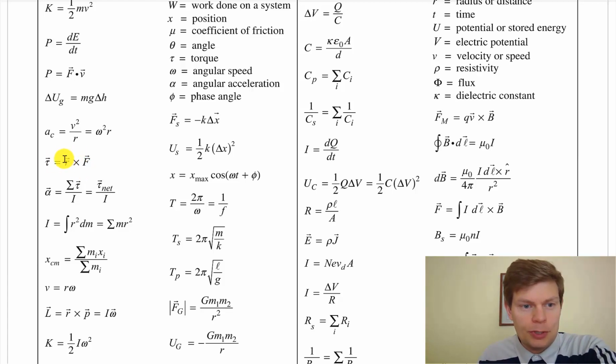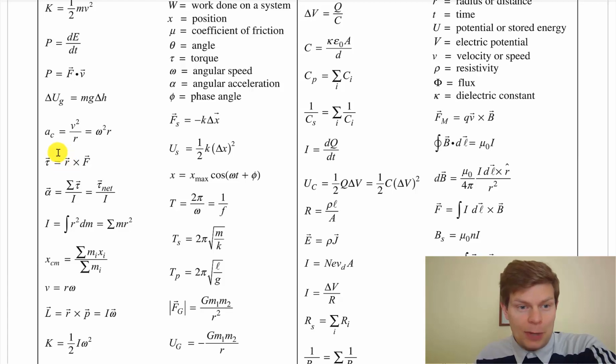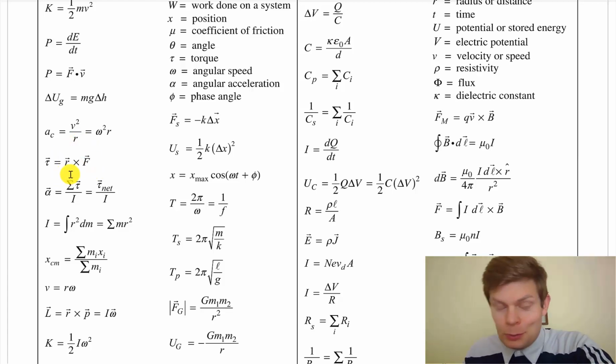Torque is equal to the distance away from the axis of rotation crossed with the force. And if you think about it, we've been doing force times distance times sine theta, and the magnitude of your cross product is the magnitude of one times the magnitude of the other times sine theta, the angle between them. So we've had that the whole time as well.